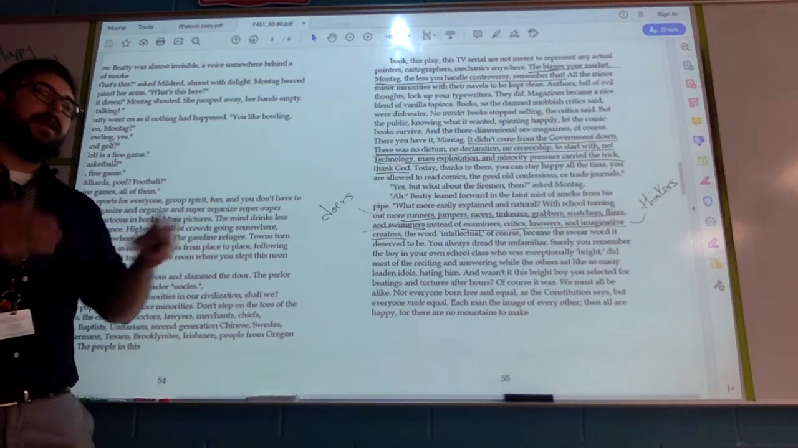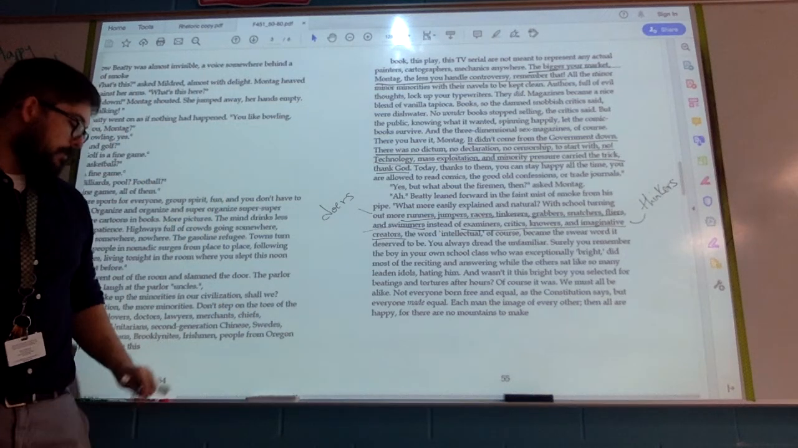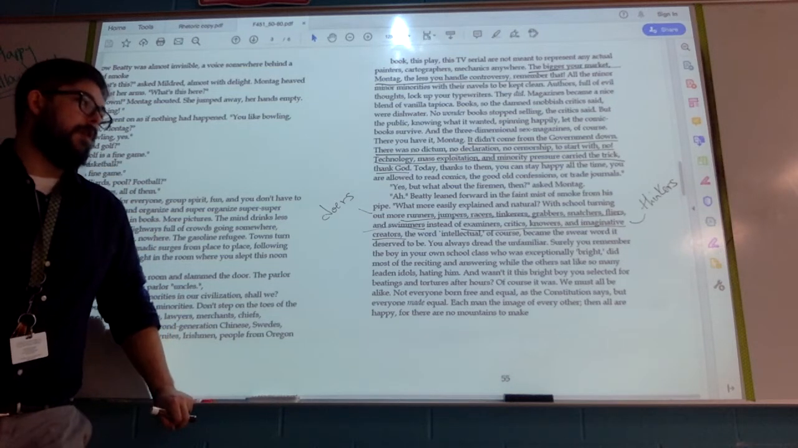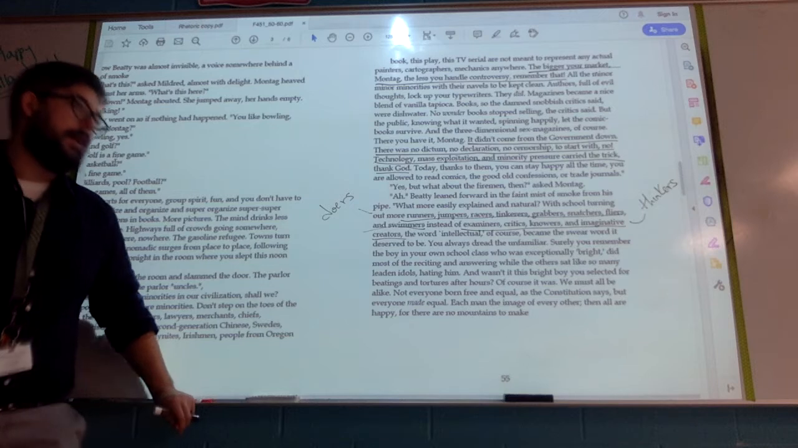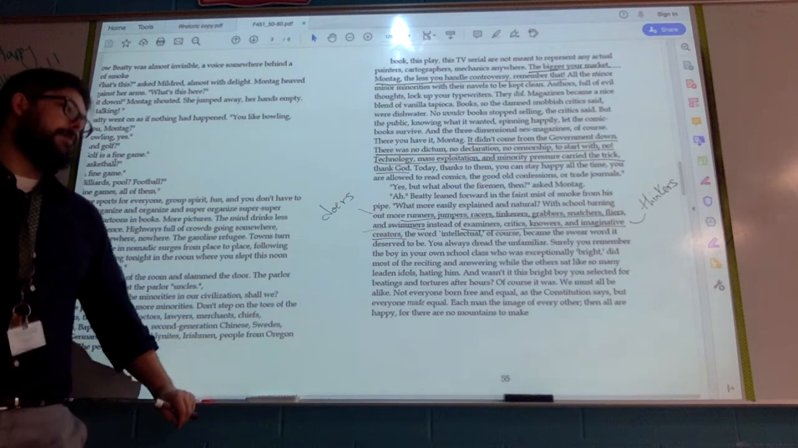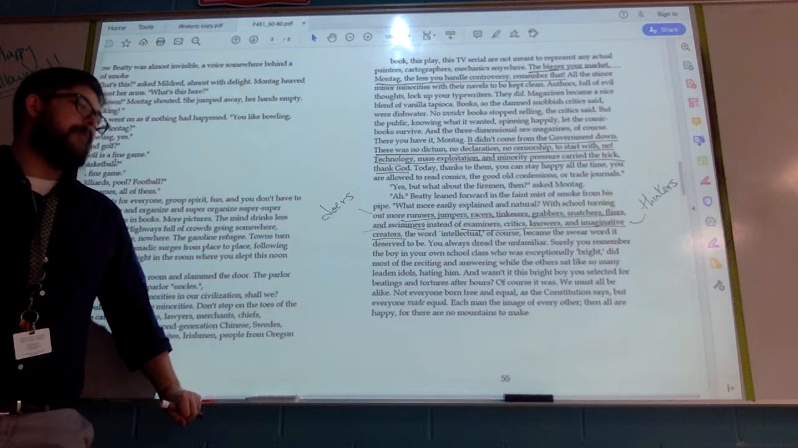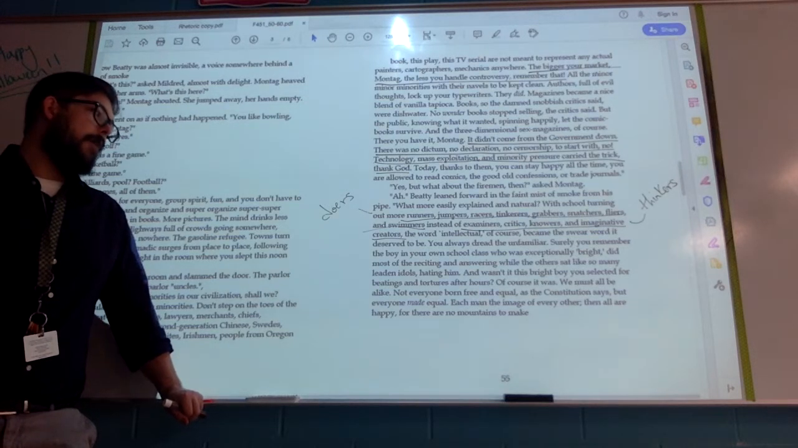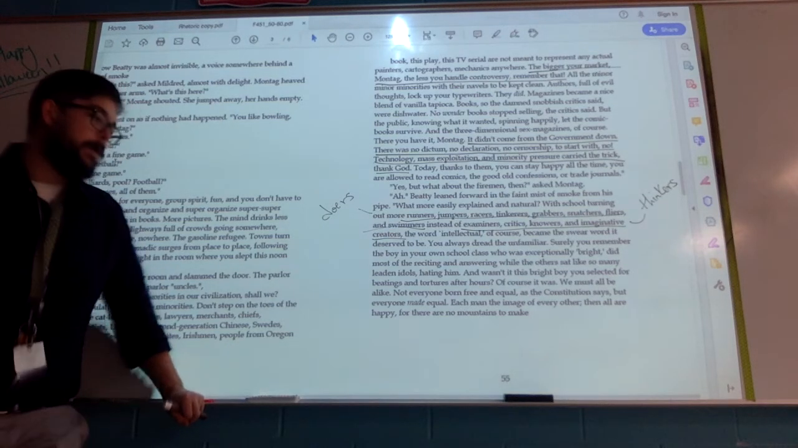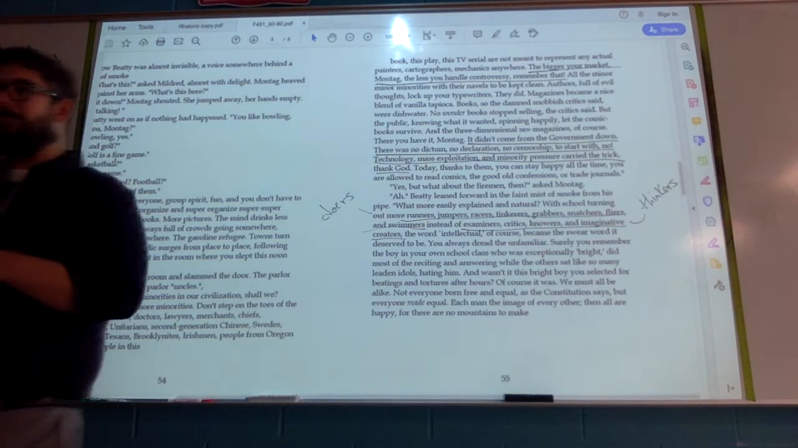Because schools started turning out more doers instead of thinkers, the word intellectual, of course, became the swear word it deserved to be. You always dread the unfamiliar. Surely you remember the boy in your own school class who was exceptionally bright. Did most of the reciting and answering while the others sat like so many leaden idols, hating him. And wasn't it this bright boy you selected for beatings and tortures after hours? Of course it was. We must all be alike. Not everyone born free and equal, as the Constitution says, but everyone made equal. Each man the image of every other. Then all are happy, for there are no mountains to make.